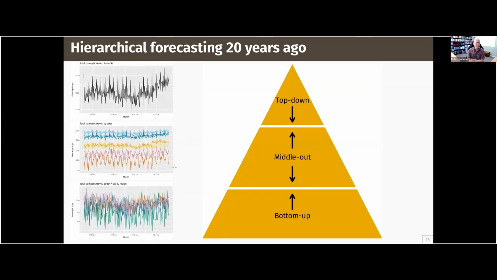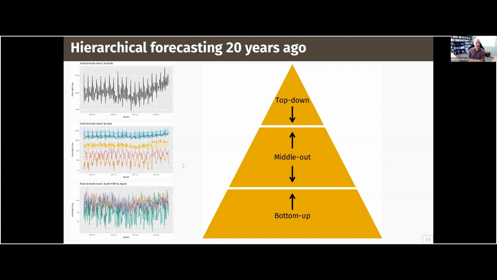So this is what it looked like 20 years ago. We had, and I'm just using the tourism data here as an example, the top level series, the bottom level series, and sometimes you had series in the middle. And there were basically two main approaches. There was the bottom-up approach, which said, let's just forecast the most disaggregated series and then add up those forecasts to get forecasts for the other series. The top-down approach was the opposite. It said, let's just forecast the most aggregated series and then proportionally disaggregate those forecasts to get forecasts for the lower level series.